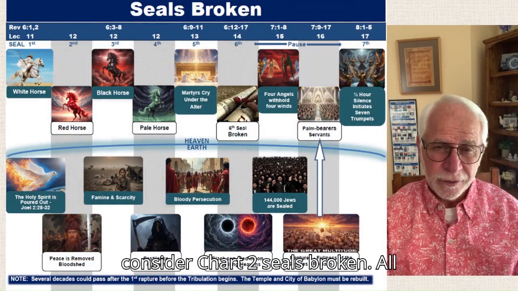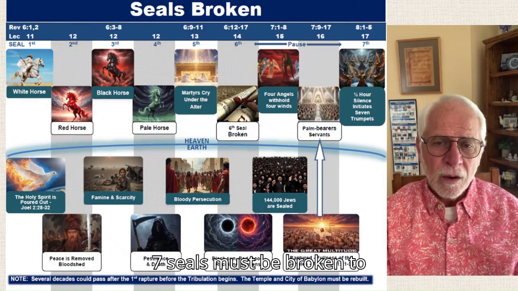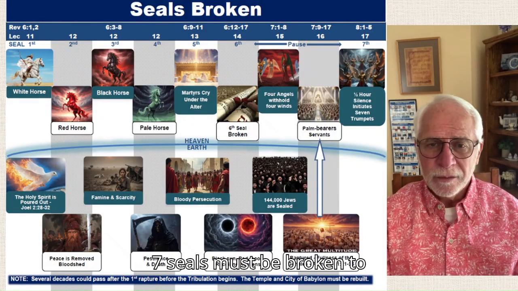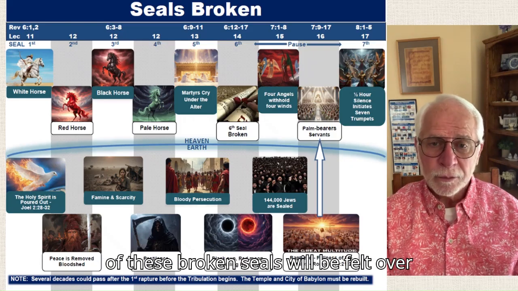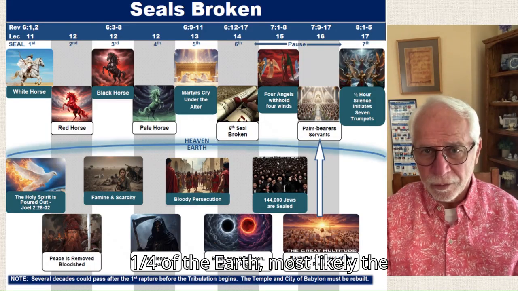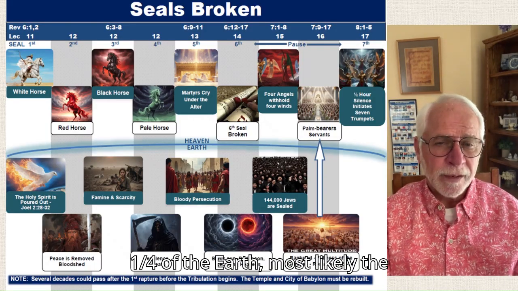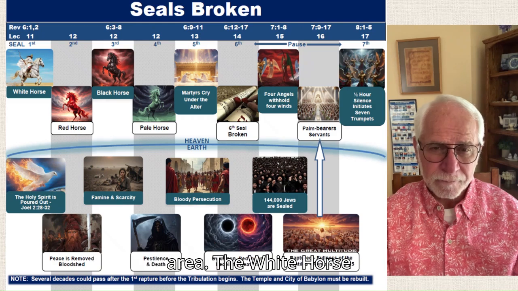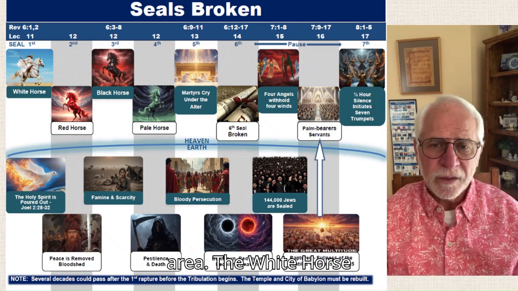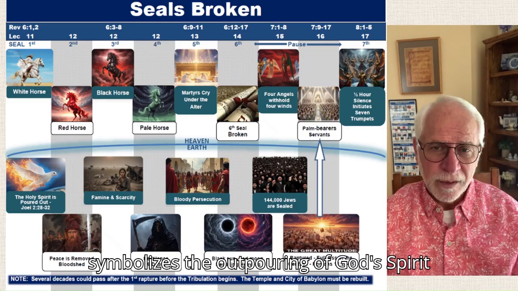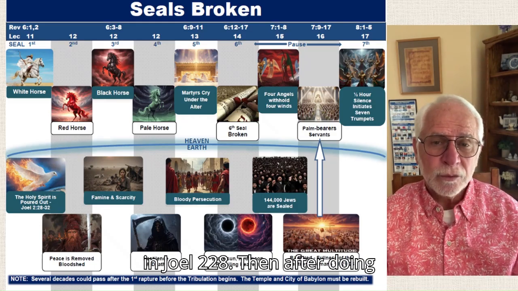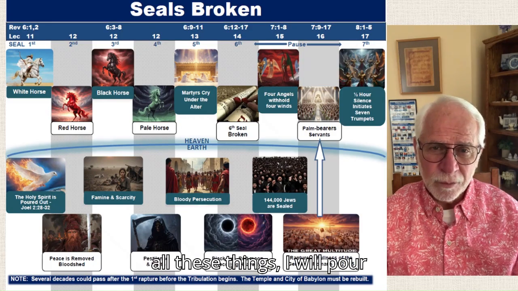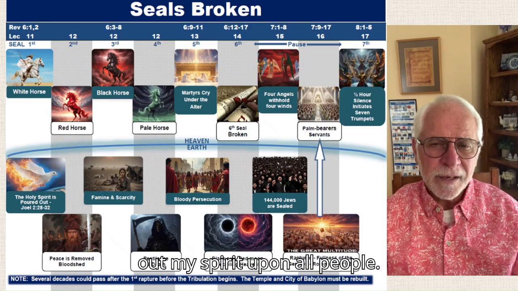Let's consider chart 2, seals broken. All 7 seals must be broken to complete Earth's redemption. The impact of these broken seals will be felt over 1/4 of the earth, most likely the Mediterranean Sea and the surrounding area. The white horse symbolizes the outpouring of God's Spirit, causing a great awakening, as prophesied in Joel 2:28. "Then, after doing all these things, I will pour out my Spirit upon all people."